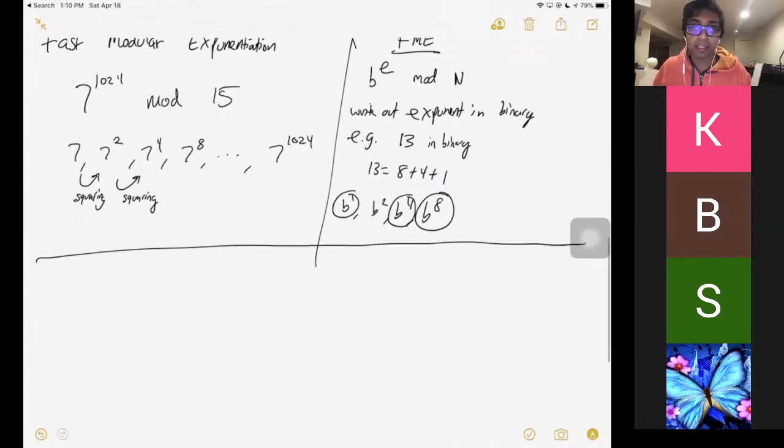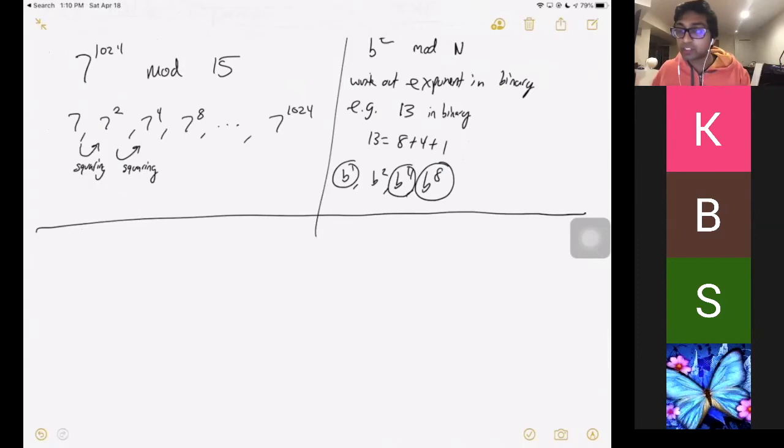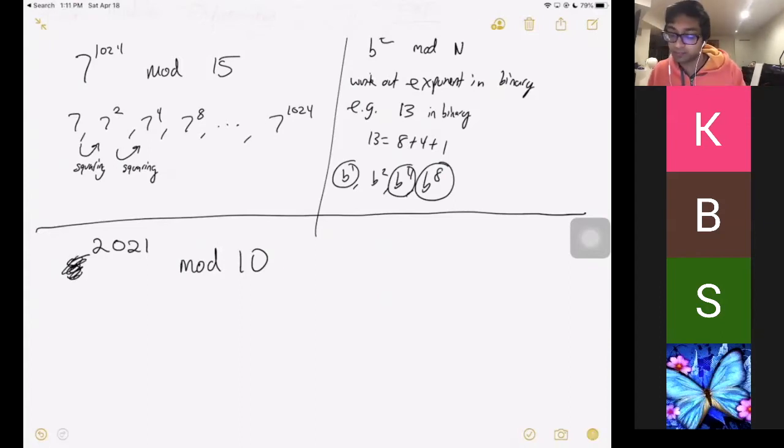The next thing is this idea of the exponent universe. So if I want to compute something like 5 to the 2021 mod 10, let's say, then this seems pretty difficult to compute. Maybe I should have picked something not 5. Let's pick 7. Let's say I want to compute 7 to the 2021 mod 10. Now this seems pretty difficult to compute, right?